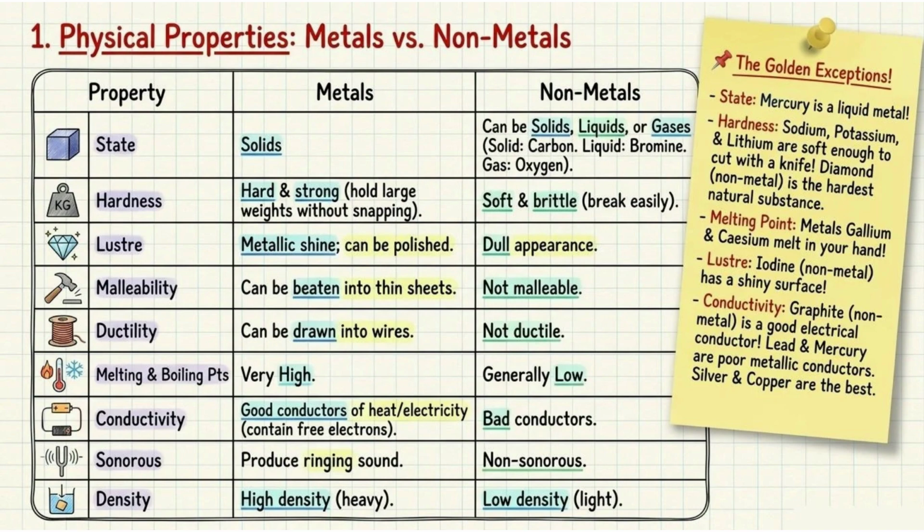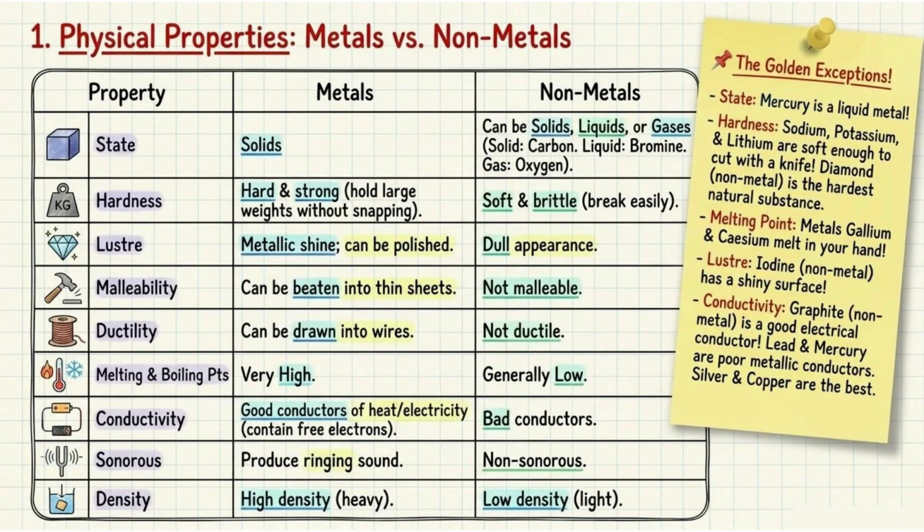Right. And finally, conductivity. Nonmetals are famously bad conductors. Yeah, usually. But graphite, which is the nonmetal carbon inside your pencil, is a fantastic electrical conductor. And surprisingly, the metals lead and mercury are actually very poor conductors of electricity for metals. Whereas silver and copper are the absolute best conductors.